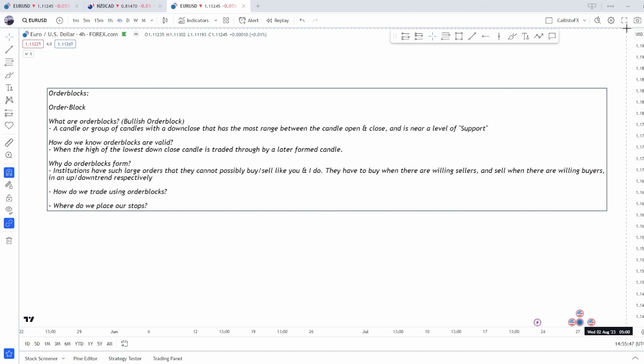And why do order blocks form? Institutions have such large orders that they cannot possibly sell or buy like you and I, right? They have to buy when there are willing sellers and sell when there are willing buyers. So this would be my logic, right? It might not necessarily work for you, but this is what works for me.